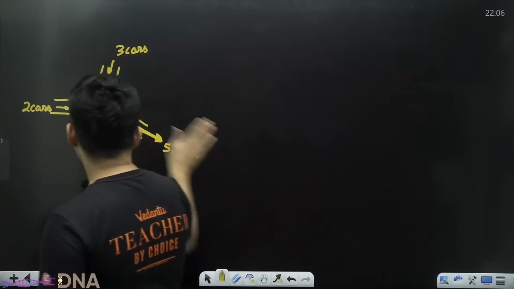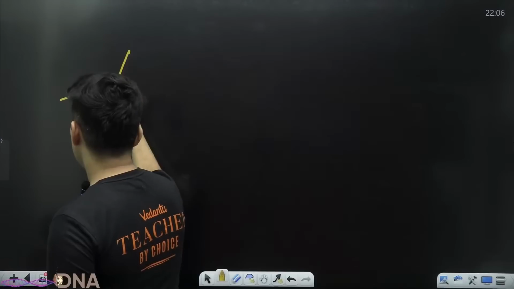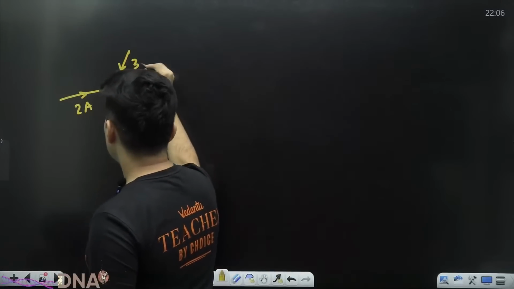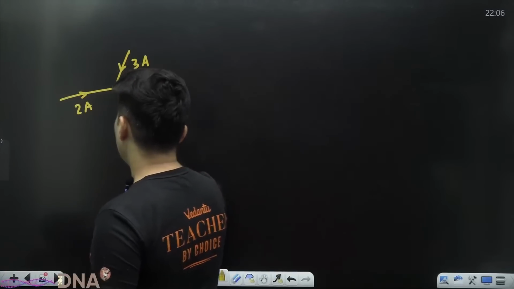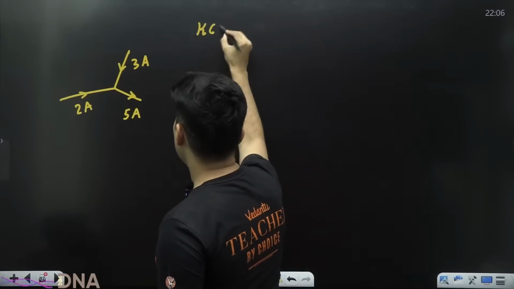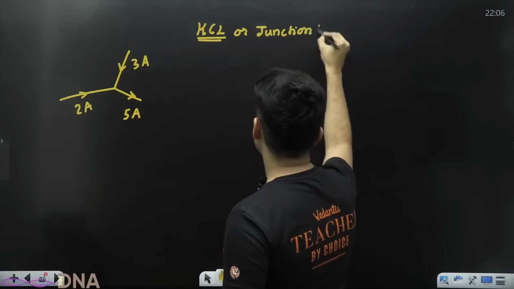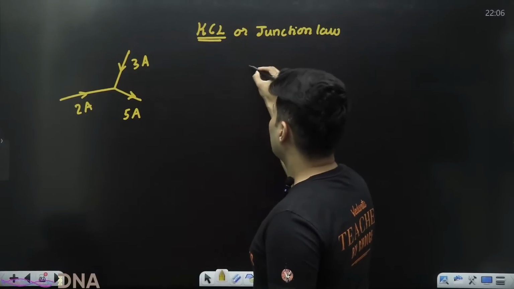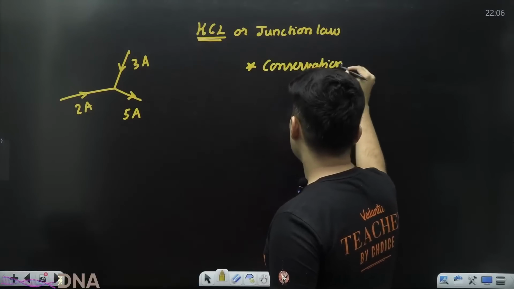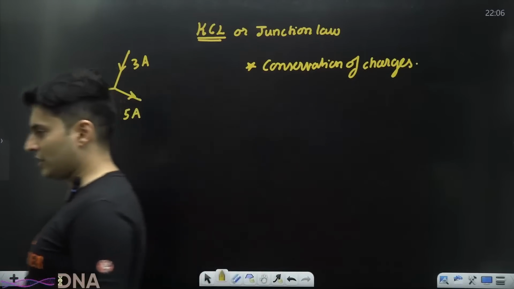Same thing is also applicable even for wires at a junction. This was the junction of a road. Imagine this was 2 amperes. This was 3 amperes. You will 100% see 5 amperes coming out. This is basically called Kirchhoff's current law, or your junction law. What is this based on? It is based on the principle of conservation of charges.